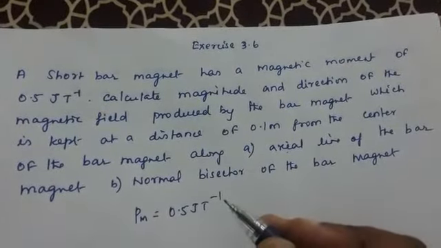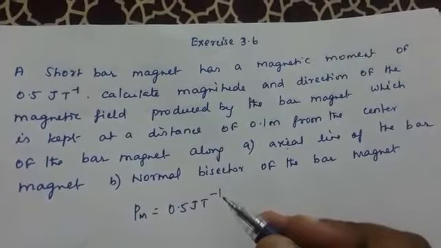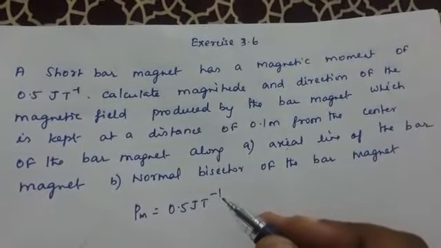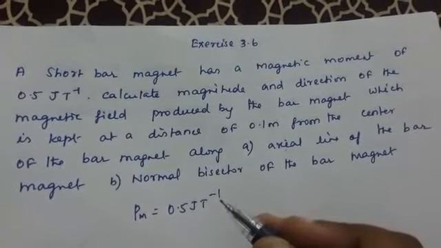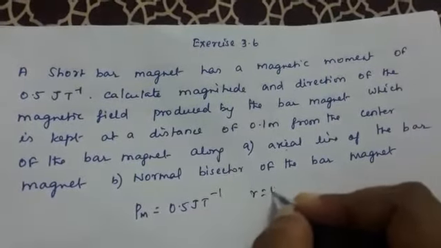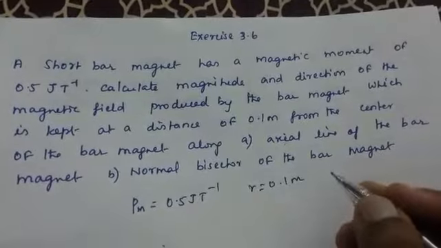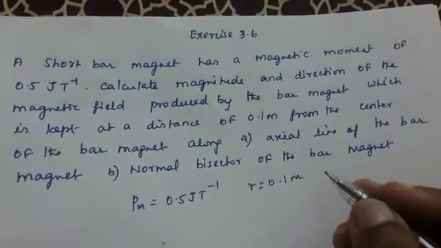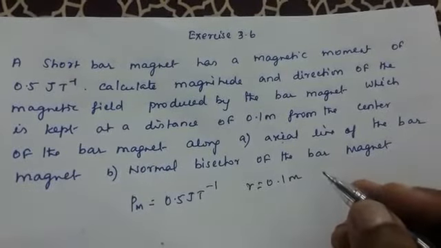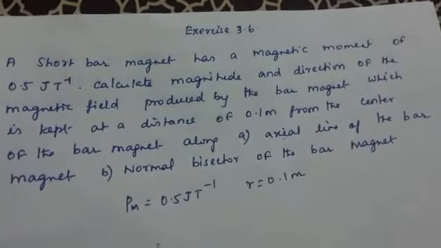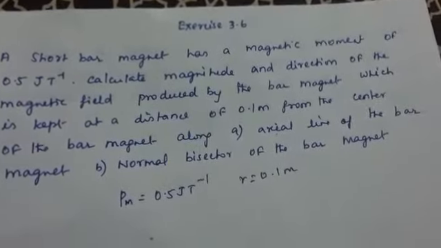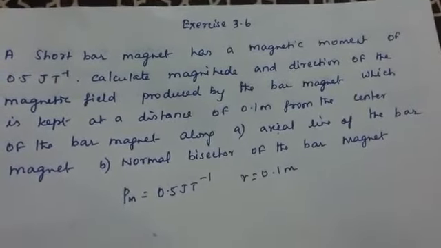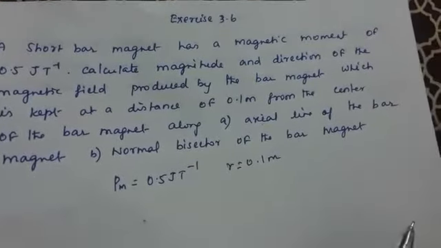Calculate the magnitude and direction of magnetic field of the bar magnet. So you have to find out the value of B. The distance is given. The distance given is 0.1 meter from the center of the bar magnet. Now you have to find out the magnitude and direction of the magnetic field on the axial line of the bar magnet. That is, the point P lies on the axial line of the bar magnet.